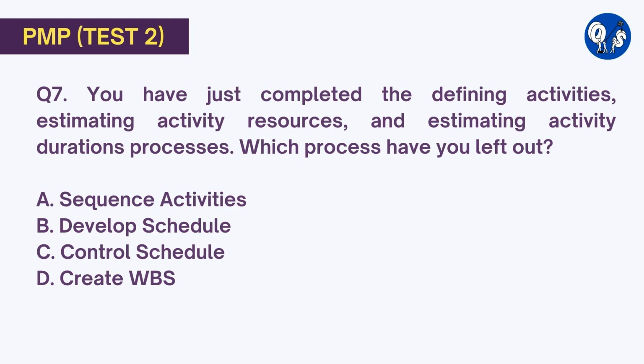Option A is correct. The PMBOK places sequencing activities between defining activities and estimating activity resources. Options B, C, and D are incorrect because they do not follow the PMBOK flow. You will see questions similar to this one on the PMP exam.